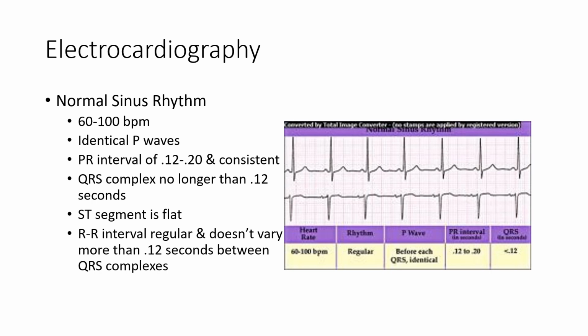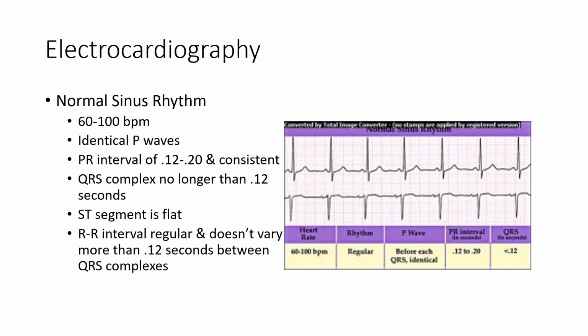Normal sinus rhythm, though, will be between 60 and 80. You'll see identical P waves. The P to R interval will be about 0.12 to 0.2 seconds, and it will be consistent. The QRS complex will be no longer than 0.12. So how spread out this QRS complex is, is considered for cardiac health and EKG. So you want to make sure that it's nice and close together.